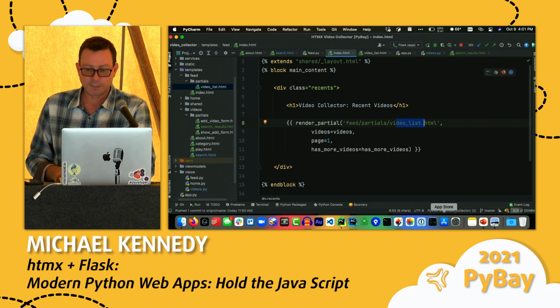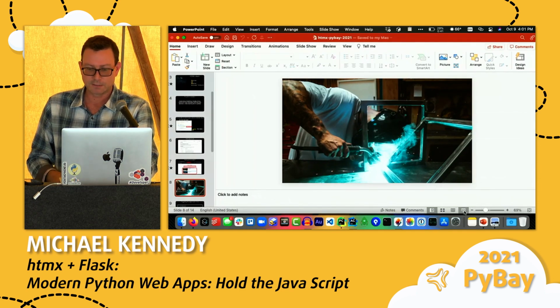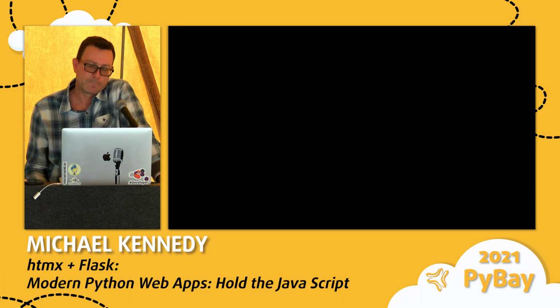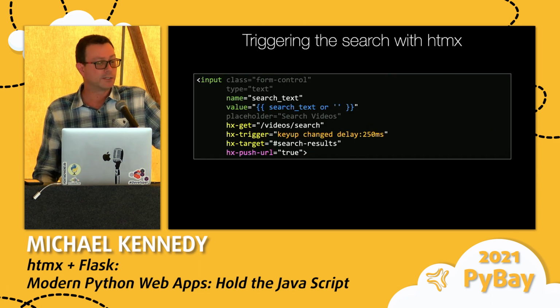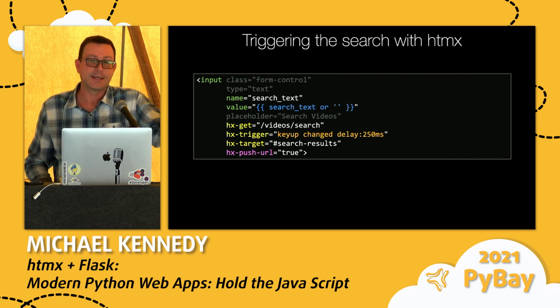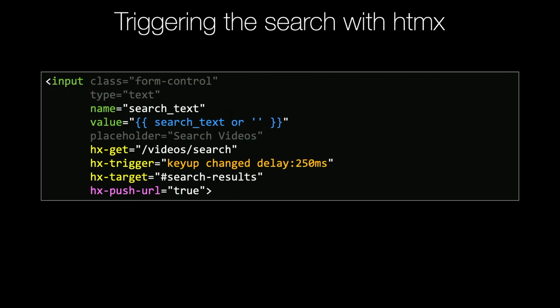All right, so let me just wrap that up real quick. A few things. Wait for it to switch. There we go. All right, so to trigger that, remember, all we had to do is set 4 attributes: hx-get, hx-trigger is keyup, hx-target is the place it goes, and then we added the history and deep linking with push URL.